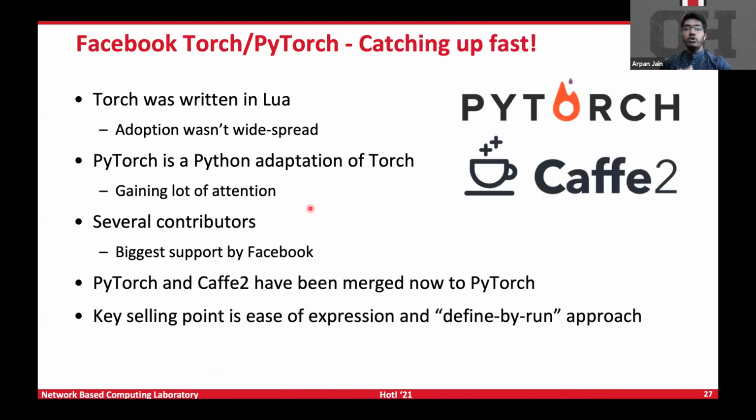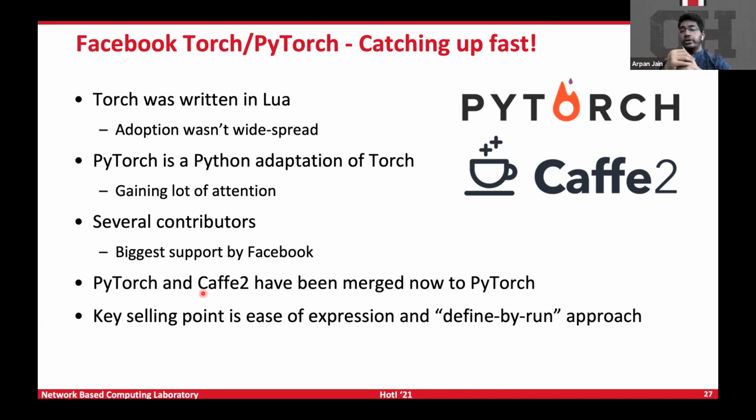Now, the second most popular deep learning framework is PyTorch. Originally Torch was written in Lua, but as we all know, Lua is not very popular. So that is why the adoption was not widespread. PyTorch is a Python adaptation of Torch and it is gaining a lot of attention. It has several contributors, but perhaps the biggest support is from Facebook. Around the same time, the developers of Caffe moved to Facebook and they started working on Caffe2. But after some time, PyTorch and Caffe both merged into PyTorch.